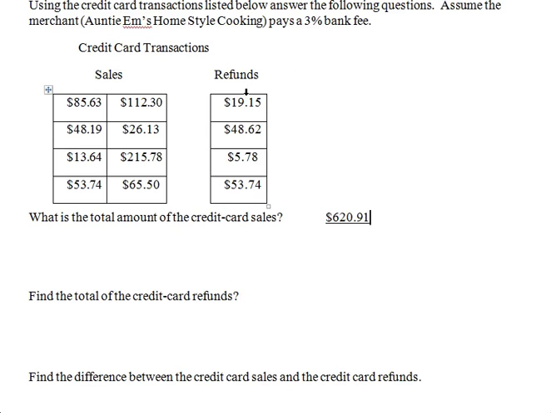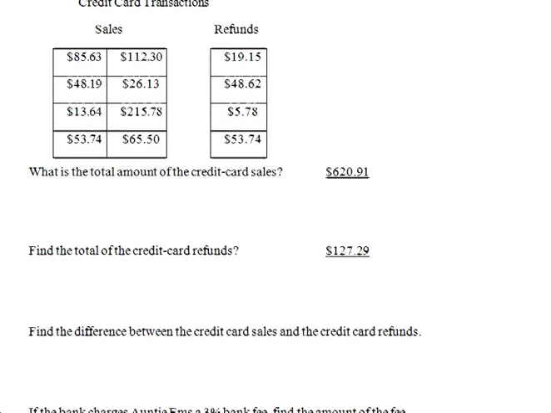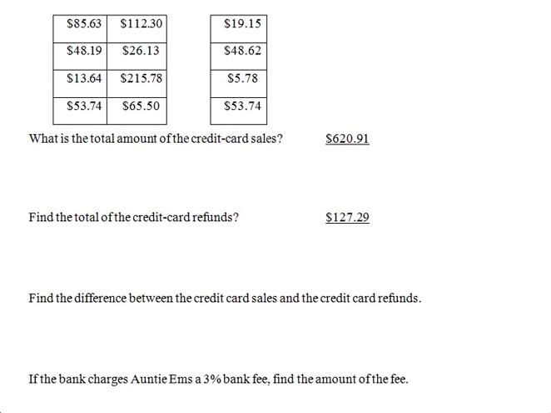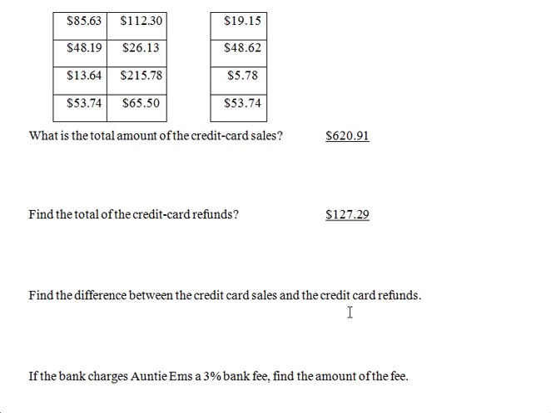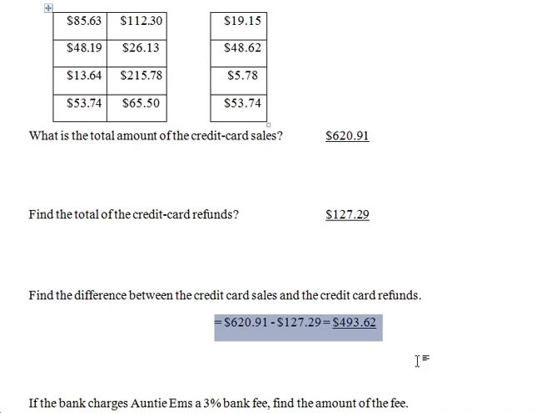Next, we want to find the total of the credit card refunds. So we add up all the refunds together until we get the same number twice. And in this case, we see that the total of the credit card refunds is $127.29. Next, we want to find the difference between the credit card sales and the credit card refunds. So to do that, we will subtract the refunds from the sales to see that we have $493.62.